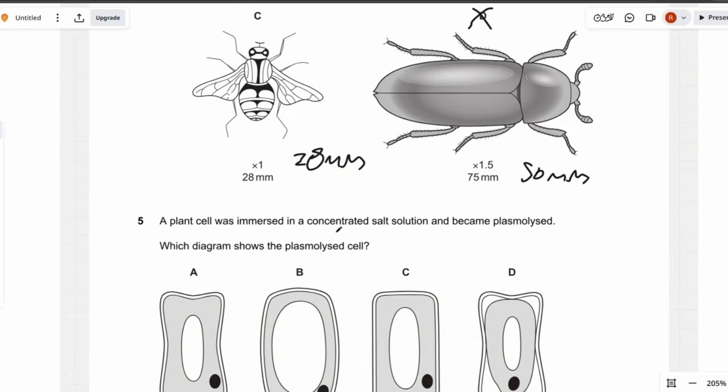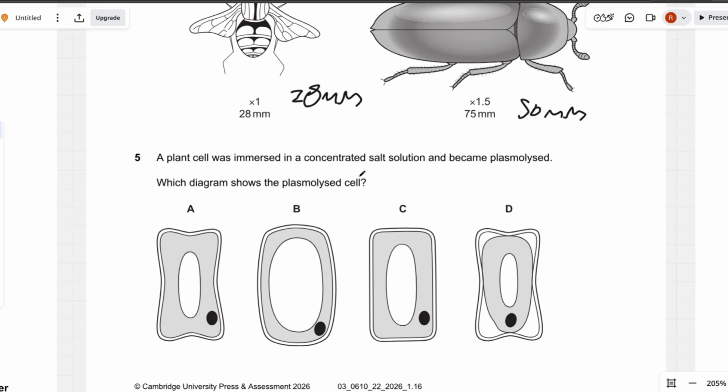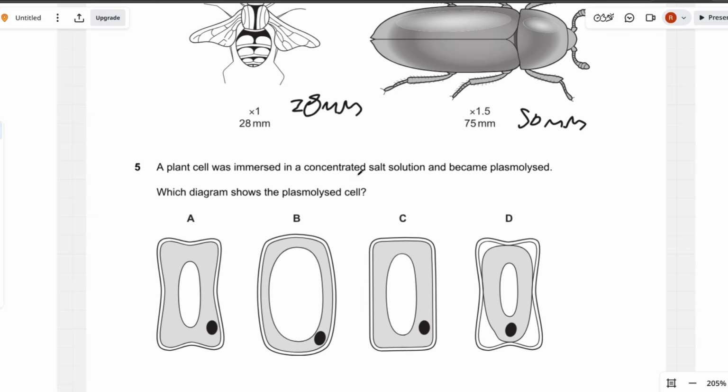A plant cell was immersed in a concentrated salt solution and became plasmolysed. Which diagram shows a plasmolysed cell? We know that plasmolysed cells are cells where the cell membrane has dissociated from the cell wall because the cell has shrunk so much as it lost so much water, and obviously the vacuole has also shrunk. It cannot be B as B is swollen, and it cannot be C as C is normal. A is slightly shrunk, but we can see that the cell membrane has not dissociated from the cell wall, so it's not A. Therefore, the only correct answer is D, where the cell membrane has dissociated from the cell wall, and there's actually a little bit of a cavity in here.